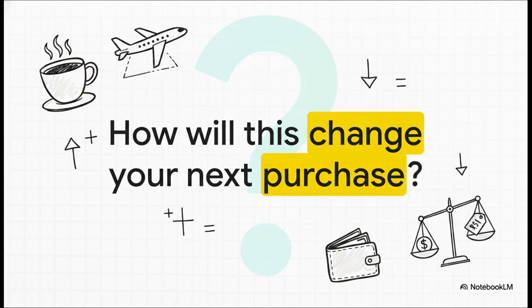Now that you're clued into the hidden mathematical code of elasticity, I have to ask, how is this going to change the way you look at your very next purchase? I really hope this explainer leaves you questioning who truly holds the power, you or the seller, the absolute next time you reach for your wallet.